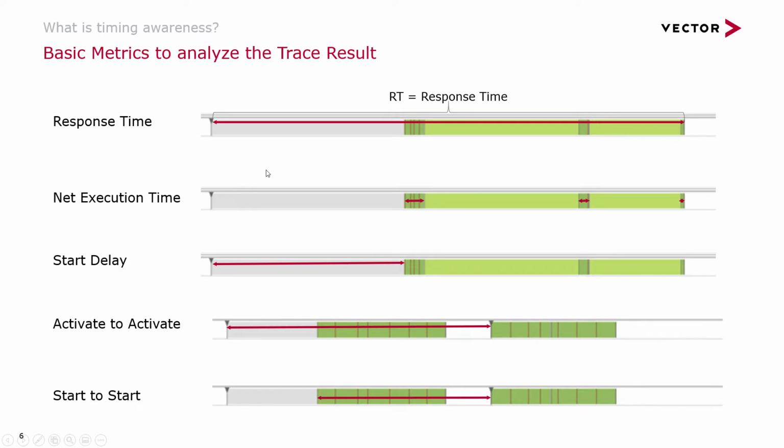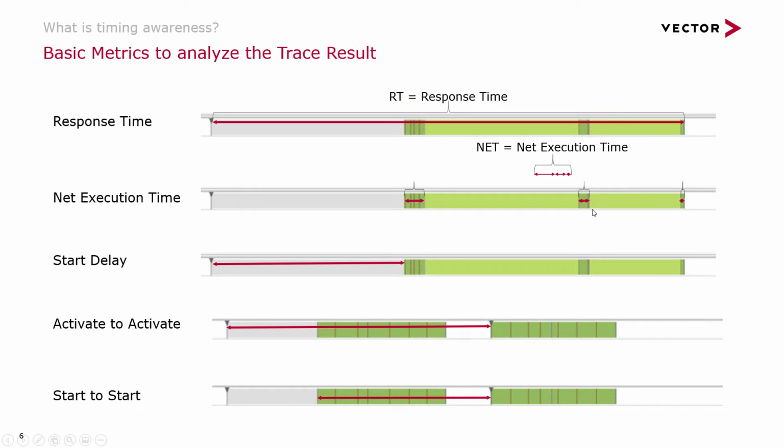The next one is the net execution time. This metric only counts the time where your task is really actively running on the core, shown in this dark green color and indicated by these red arrows here. And the net execution time is simply summarizing all these active running states of a task and then provides you the net execution time.